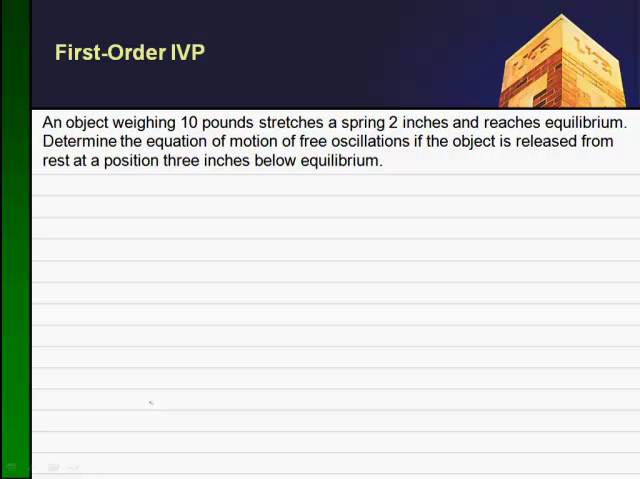So now let's examine the spring mass system in English units. We have an object weighing 10 pounds, and it stretches a spring 2 inches and then reaches equilibrium. Let's determine the equation of motion of free oscillations if the object is released from rest at a position 3 inches below equilibrium. There's a lot of information packed in this question.